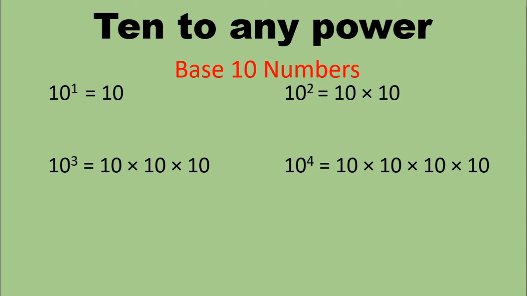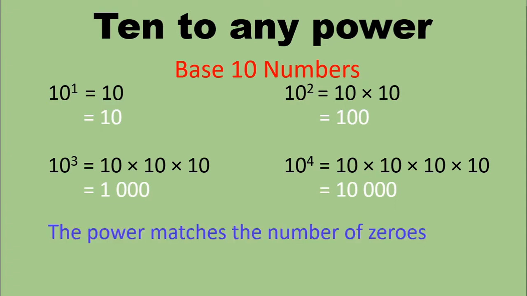10 to the power of 1 is just 10. 10 to the power of 2 is 100. 10 to the power of 3 is 1,000, and 10 to the power of 4 is 10,000. Notice something interesting that makes this really easy. The power always matches the number of zeros. But this is only when you have 10 as your base value.